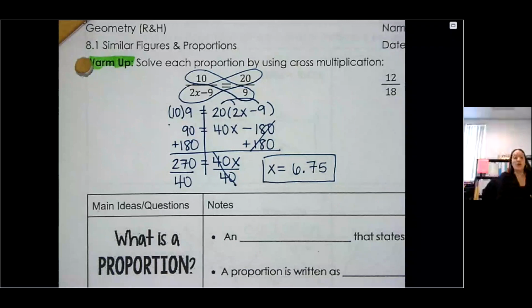What we just did right there in that warm up was we just solved a proportion using cross multiplication. We're going to continue on using that same idea, except instead of just doing regular proportions, we're going to pair them up with some pictures, right? Because it's geometry as we go through. So we're going to start with just a couple definitions. And then once we do our definitions, we'll go in and we'll do some example problems.